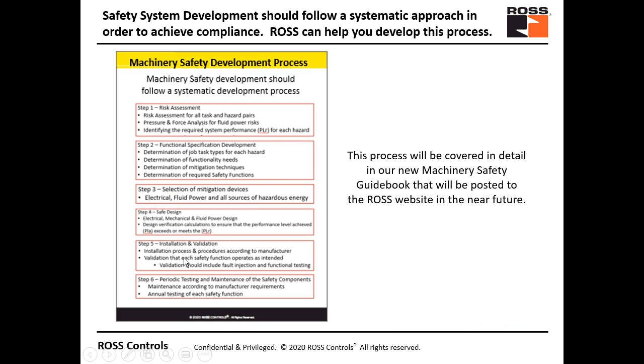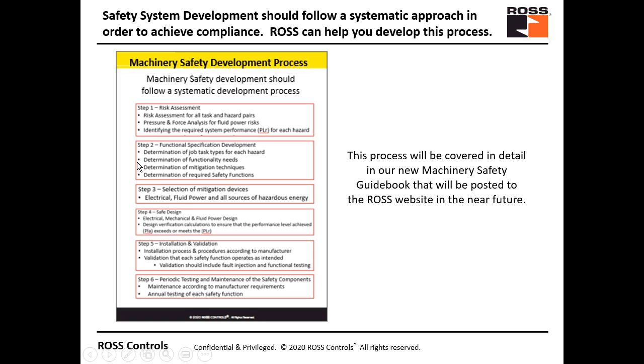And so Ross has published just recently a machine safety development process, and it kind of outlines the steps. You might hear from companies like Rockwell and Pilz and Omron and different companies, safety life cycle approaches or safety development process. So that's what we've done here. Step 1 is that risk assessment that should be done for all task and hazard pairs. There should be pressure and force analysis, and this would lead to the required system performance. Then you need to get into functional specification development. You need to determine the job task for each hazard, understand the functionality needs for those, determine the mitigation technique, and determine the required safety functions.